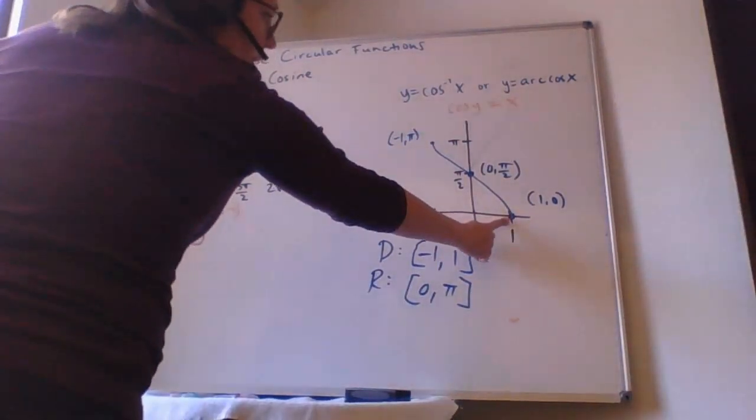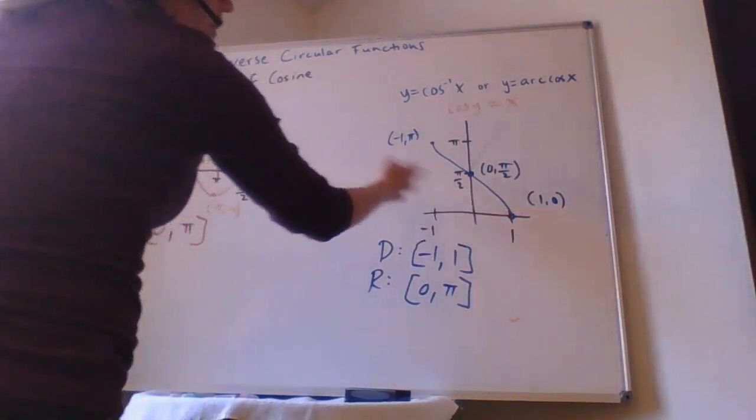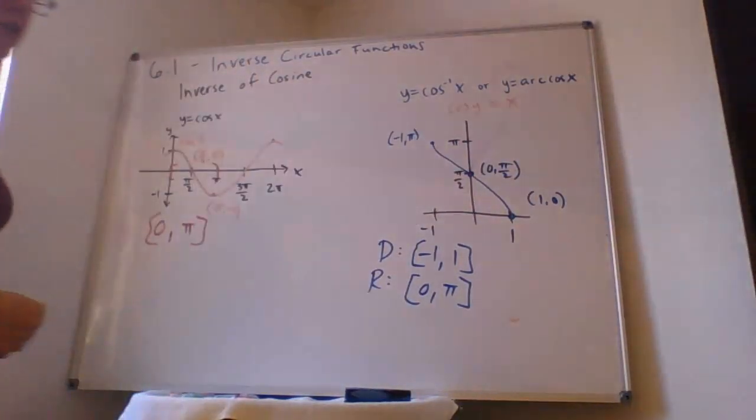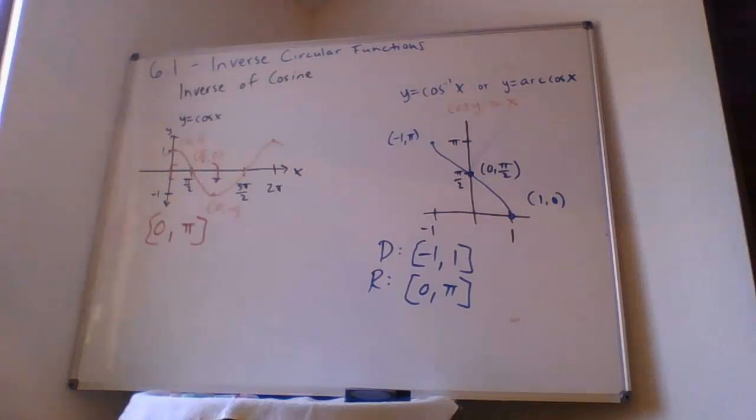The point (1, 0) is our x-intercept, and our y-intercept is pi over 2, so the point (0, pi over 2) is our y-intercept. And this function is not symmetric to the y-axis nor the origin. So it's neither even nor odd.